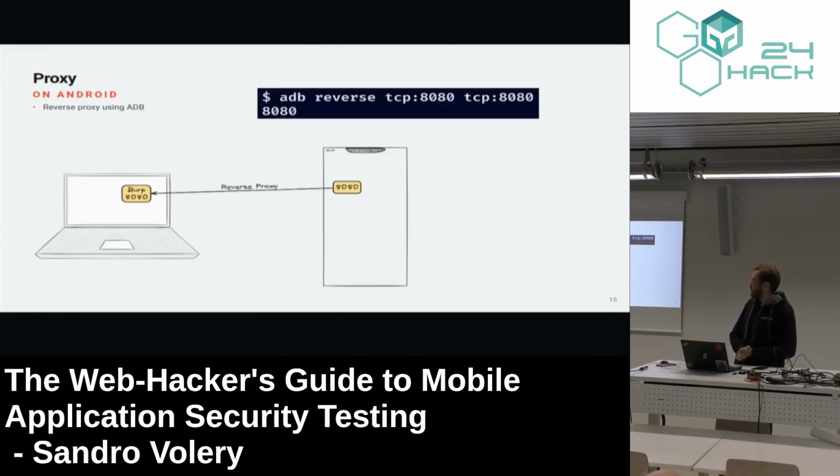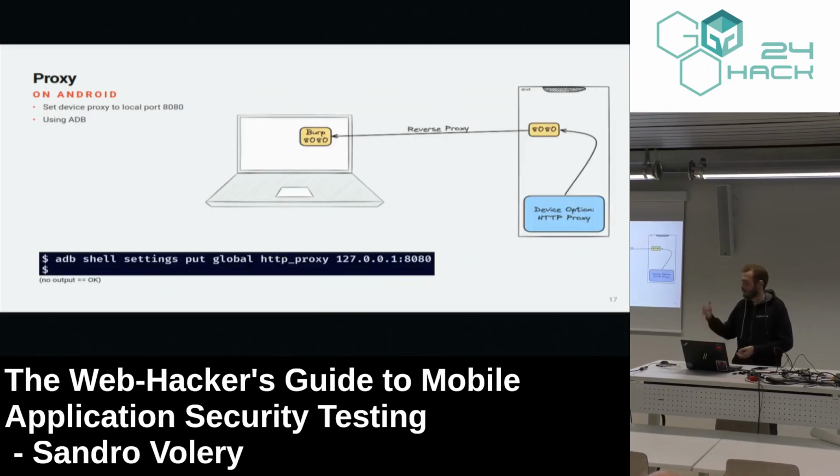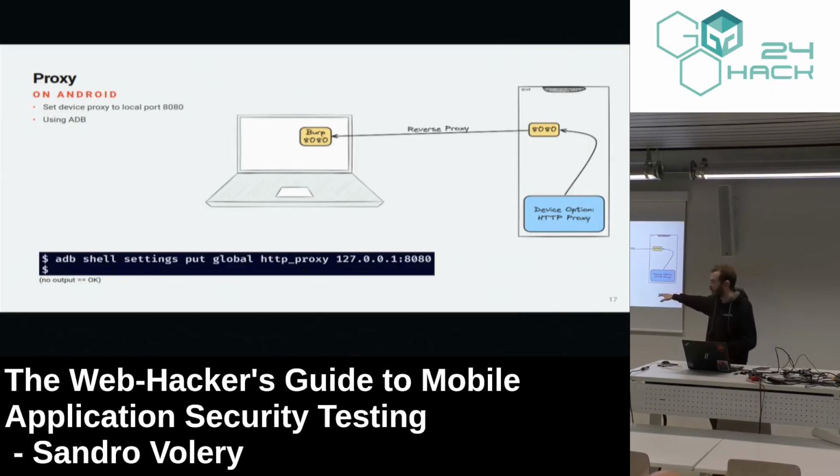On Android, it looks like this. You can use ADB to spawn this reverse proxy listener, and then using this ADB settings command, you can simply put this configuration in there and specify the localhost in this case. So remember, it's the reverse proxy exposed port on the device which it's going to have to use as the proxy.